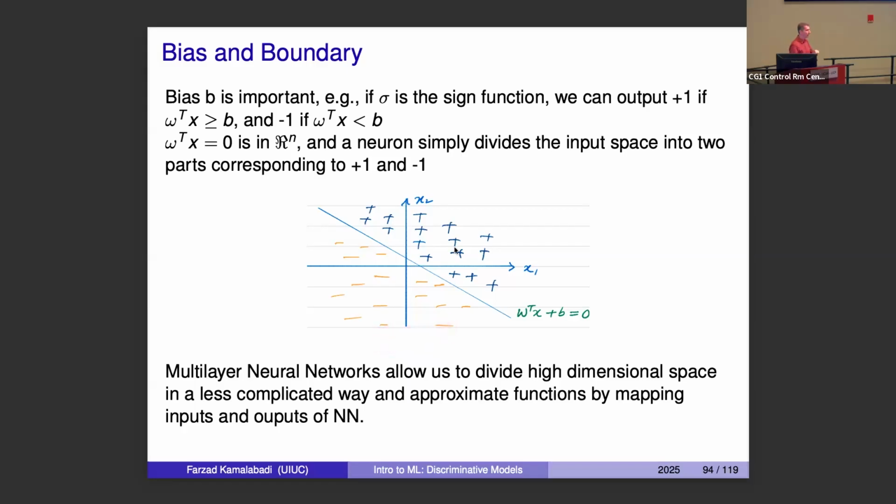-1. So essentially it establishes the same exact thing, except that now with multiple layers, when we have these composite functions and we connect them in some fashion, multi-layer neural networks allow us to divide high-dimensional space in a less complicated way and approximate functions, by mapping inputs and outputs of a layered neural net, okay? I'm showing just the line example of that. You go to higher dimensions, it's a plane. You go to higher dimensions, you have hyperplanes that are partitioning that higher dimensional space, okay?